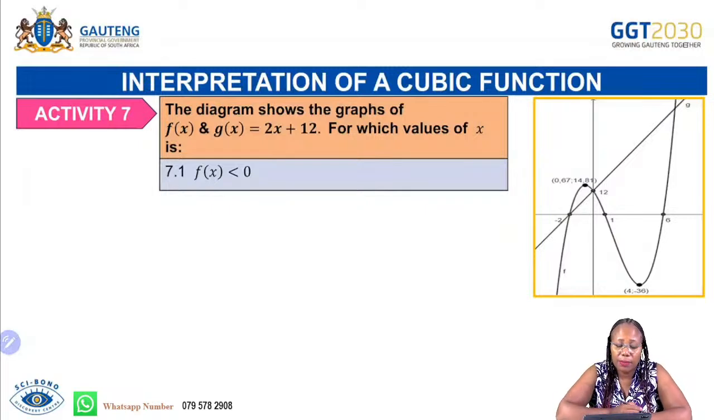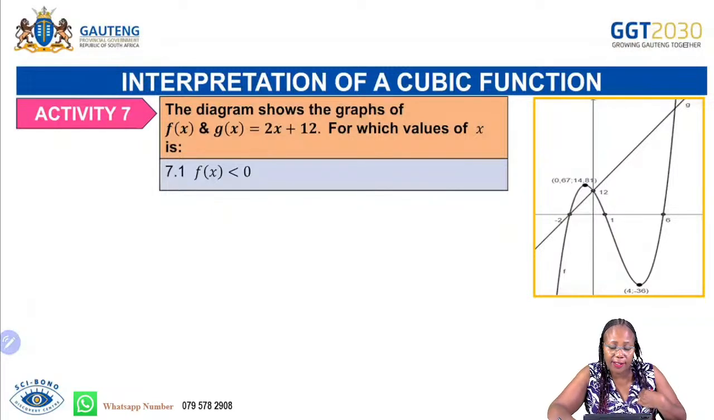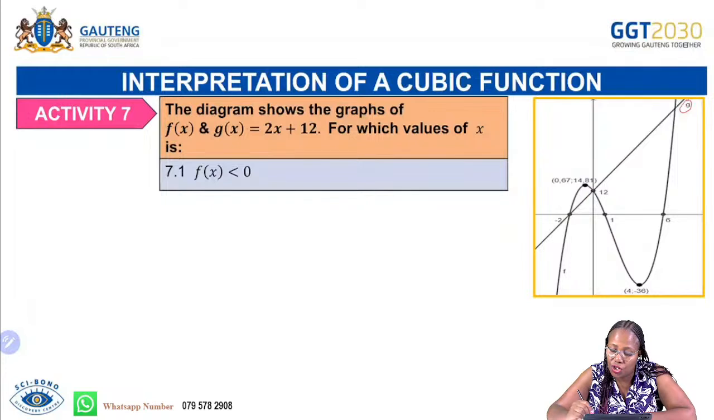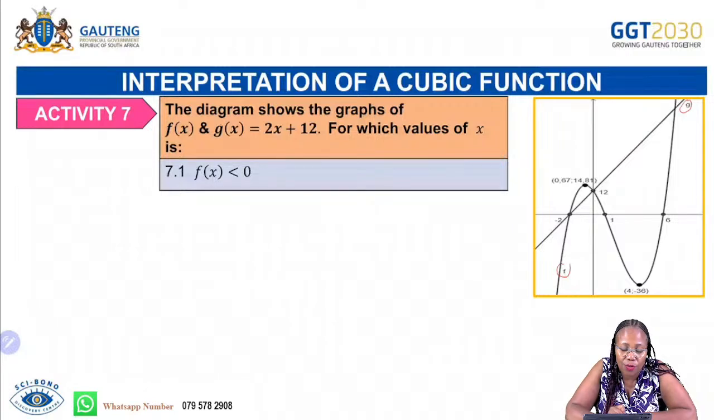The diagram shows the graphs of f(x) and g(x), and g(x) is given as 2x plus 12, which is a straight line. As you can see, the straight line is g, and the cubic is f. For which values of x is f(x) less than 0? You need to understand what this statement says to you. It says f(x), that means f(x) is a cubic, right? Where the cubic is less than 0.